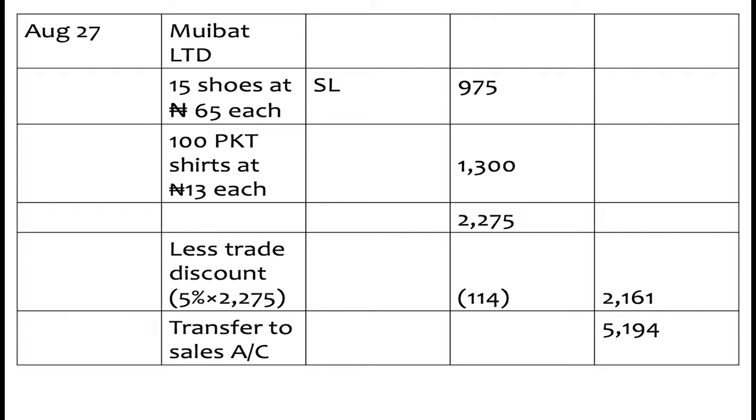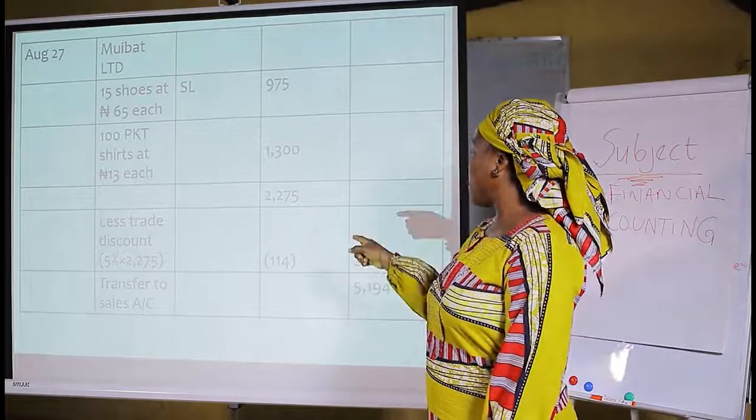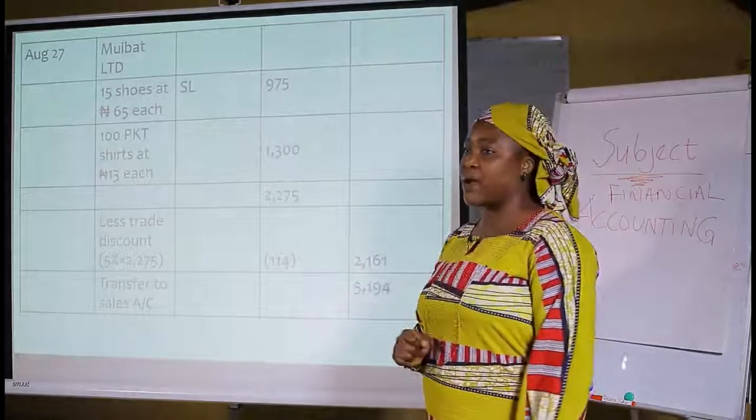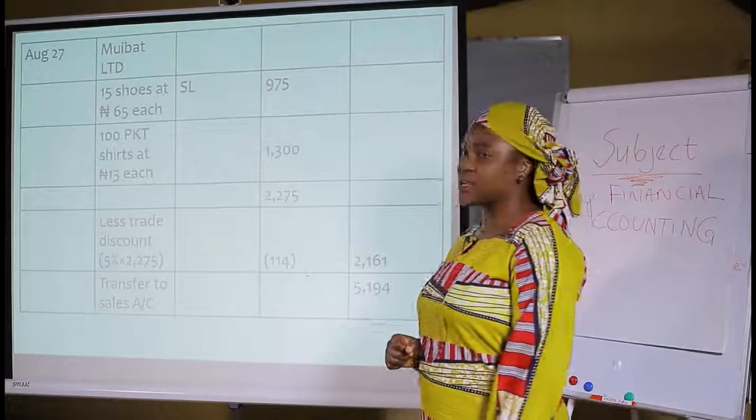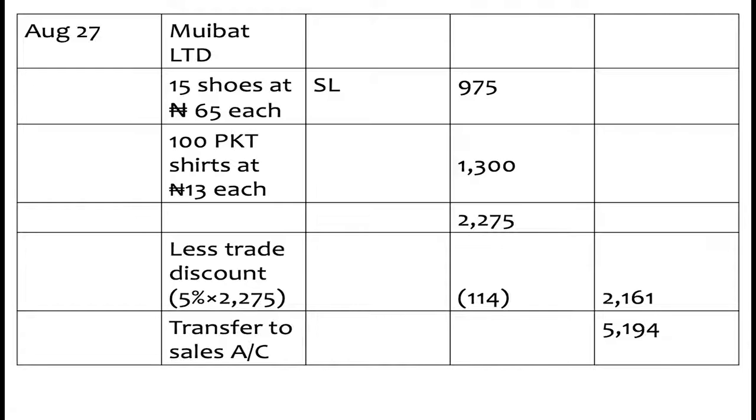2,275 naira. Muibat was given also a trade discount of 5%. So we have to take the discount of 5% of 2,275 naira, which will give us 114 naira. When you sum up all these figures and minus 114 naira, the balance that we have is 2,161 naira. If you go up, all on your credit side, you sum up all of the figures, you arrive at 5,194 naira, which will be transferred to the sales account.